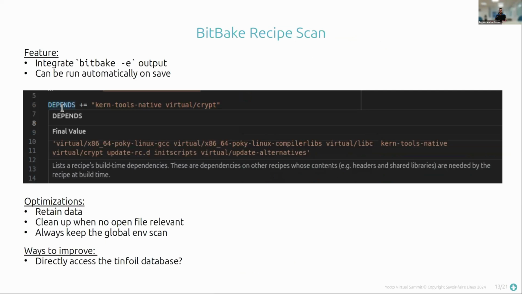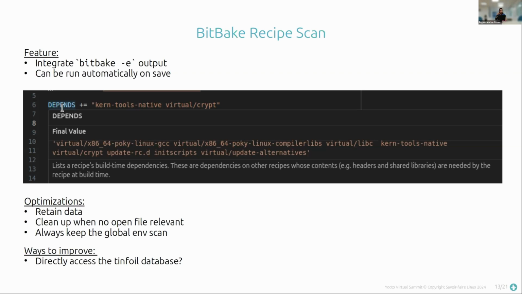We also do scanning of recipes. This is per recipe, and it's a dedicated command. The idea here is to run bitbake -e to get the finalized environment of the recipe. And from there, we can display all the variable values. Once again, in order to be very responsive, we don't do this every time you want to access a variable value. We do it once for the file. We keep the result in memory, and it's going to be displayed instantly when you request it by hovering on a variable.